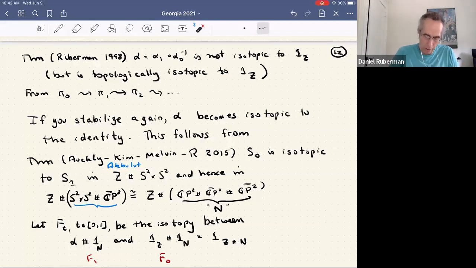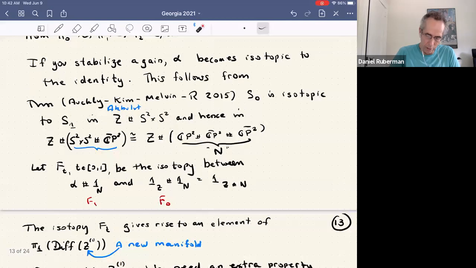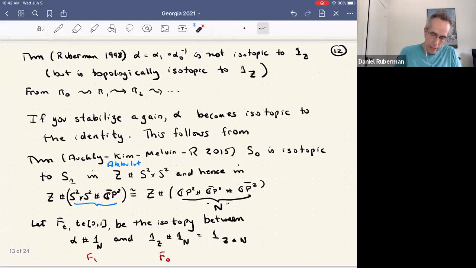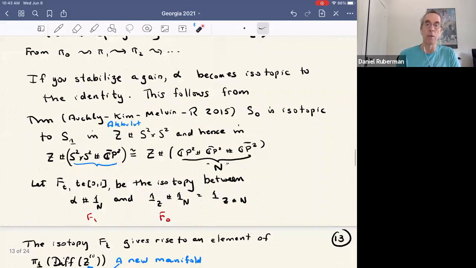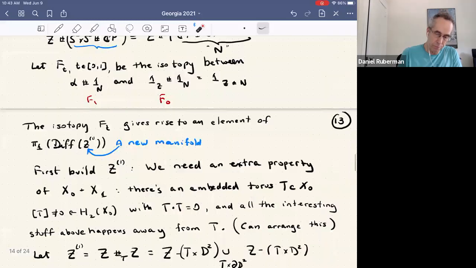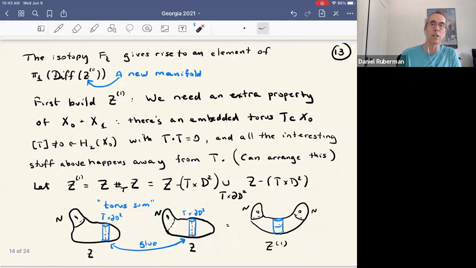Okay, so here's how we're going to use this, and this was the second step. As I say, you get this isotopy between the stabilized version of alpha, so alpha added on where you add on the identity of N. That results from the work of the four of us, and so we get an isotopy between alpha stabilized and the identity stabilized, and let me just call that isotopy F sub T. And so here's the idea. That isotopy is going to give us an element in pi1 of the diffeomorphism group of some new manifold Z1. Okay, my apologies, there's a lot of superscripts and notations. I tried to pare it down for the talk.